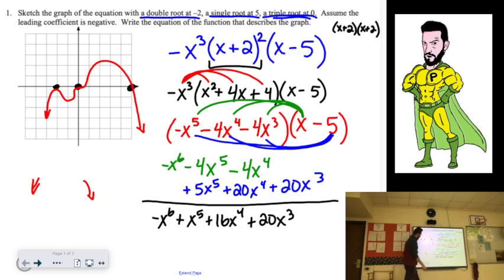That was a doozy. That was tough, man. Now the rest of them, they're just going to give us a graph. We have to figure out what's going on with the multiplicity there, and then we're going to multiply it out to come out with the polynomial.